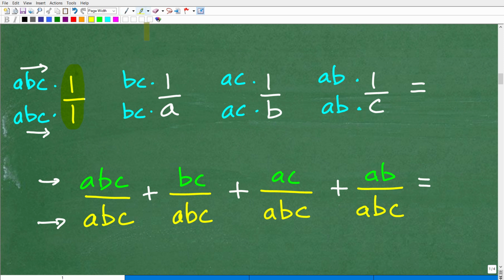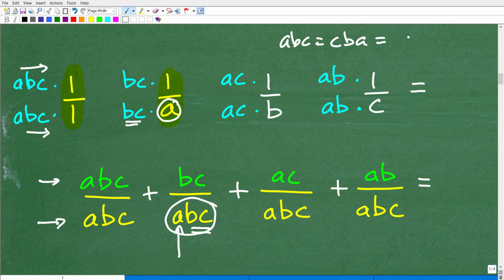All right, so our next one was 1 over A. Now I have to go from A to ABC. Well, if we look at ABC, and this denominator already has A, what I'm missing is BC. So if I multiply this A by BC, I will get ABC. Now, remember, when it comes to multiplication, order doesn't make a difference. ABC is equal to CBA, which is equal to BCA, etc. So BC times A will get us ABC. So if I multiply the denominator by BC, I've got to multiply the numerator by BC, and there you go.